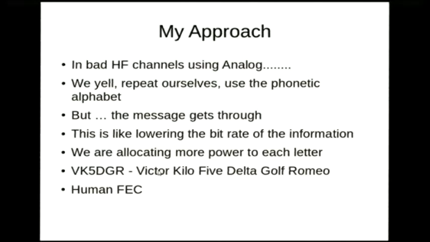What I'm doing there is spreading out that information in time. So I'm allocating more energy to each letter, if you like, slowing down the bit rate of what I'm saying. But I'm getting the message through. Getting some message through is better than none. So it's a little bit like variable bit rate coding, but in an analog sense, I'm slowing down the information rate. And at the other end, we have this human forward error correction.